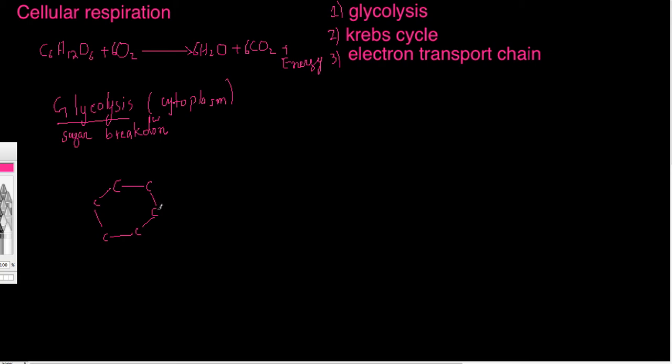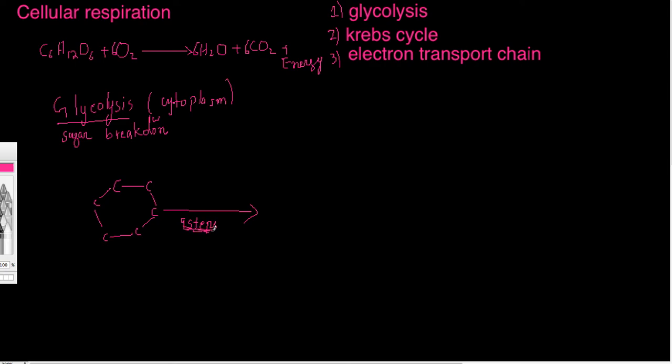So this is a 6-carbon molecule, and it goes through a process of 9 steps. When I draw this arrow, it means the process is divided into 9 steps. 9 different kinds of reactions happen, each with its own enzyme. An enzyme is a protein which helps to speed up a reaction, to get the reaction going quicker. So this arrow represents 9 steps.